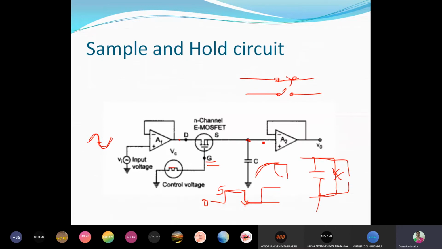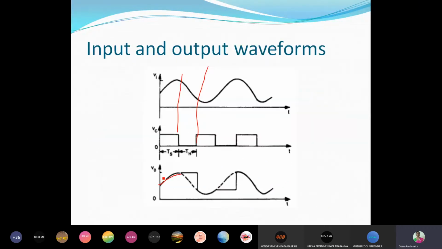Whatever input is given here is connected to the non-inverting input terminal. Therefore, whatever voltage is available here, because of the emitter follower, V0 will be the same as Vin. V0 will be the same as Vin. That means the capacitor voltage is nothing but V0. Okay, so now let me show you this.